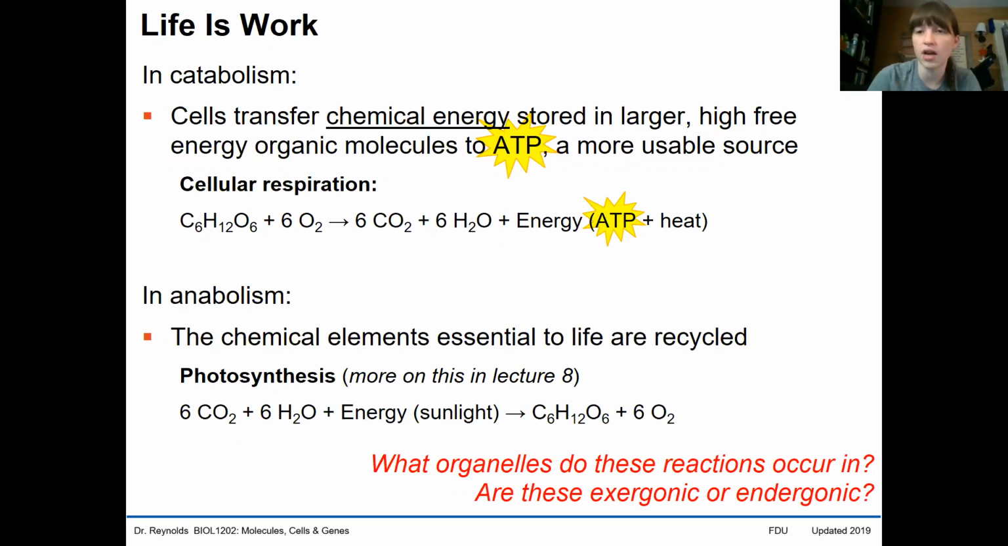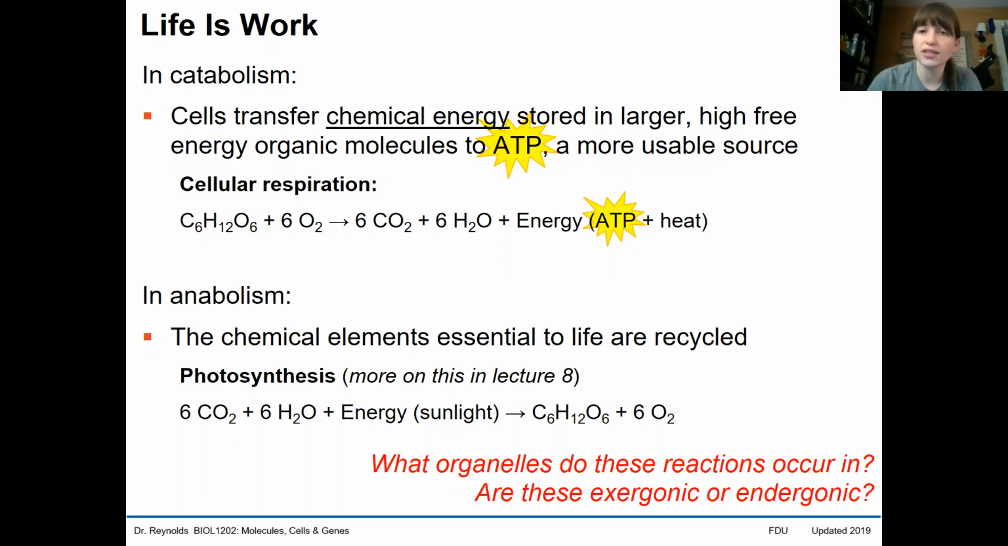They're not going to be able to break that change for you. ATP is like $1 bills. You can take a large molecule of glucose, break it up into smaller $1 bills, which you can actually spend to be able to do things.